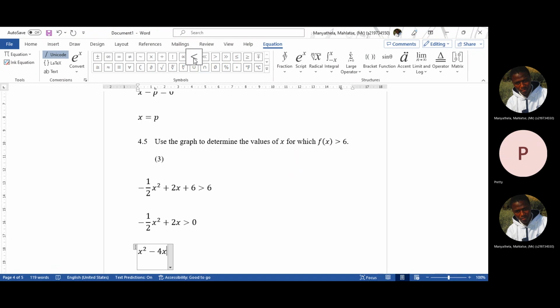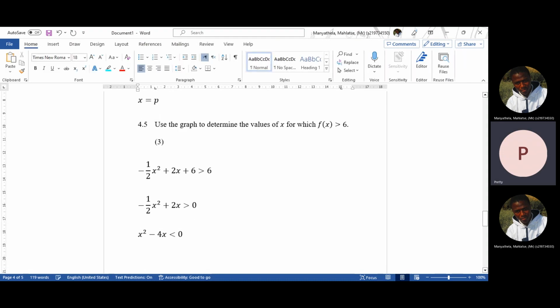When you divide by a negative, the inequality sign changes. If you divide by negative, the inequality sign is going to change. If it was greater, it changes to less. If it was less, it will change to greater.